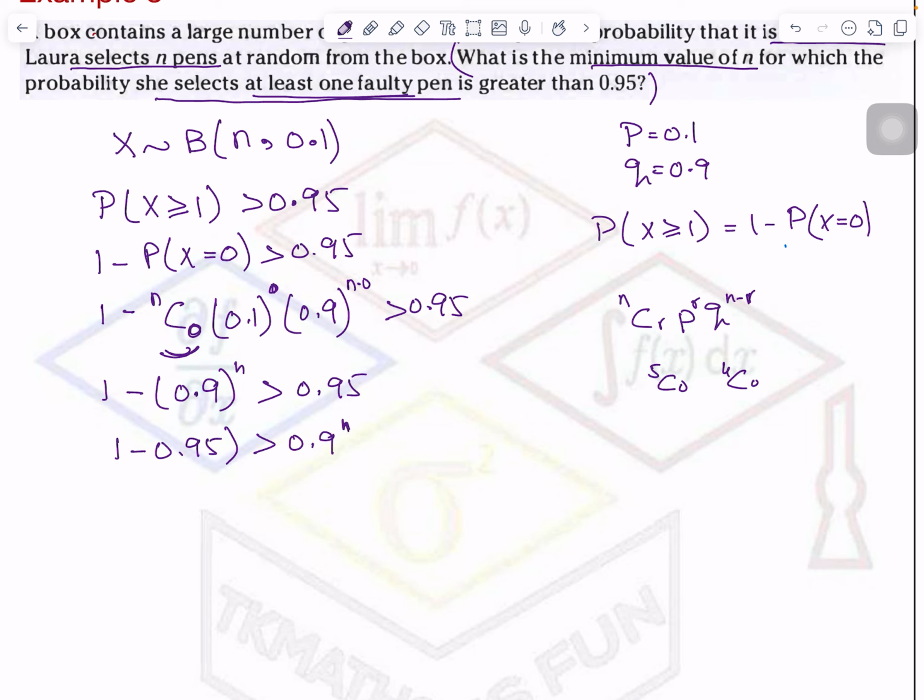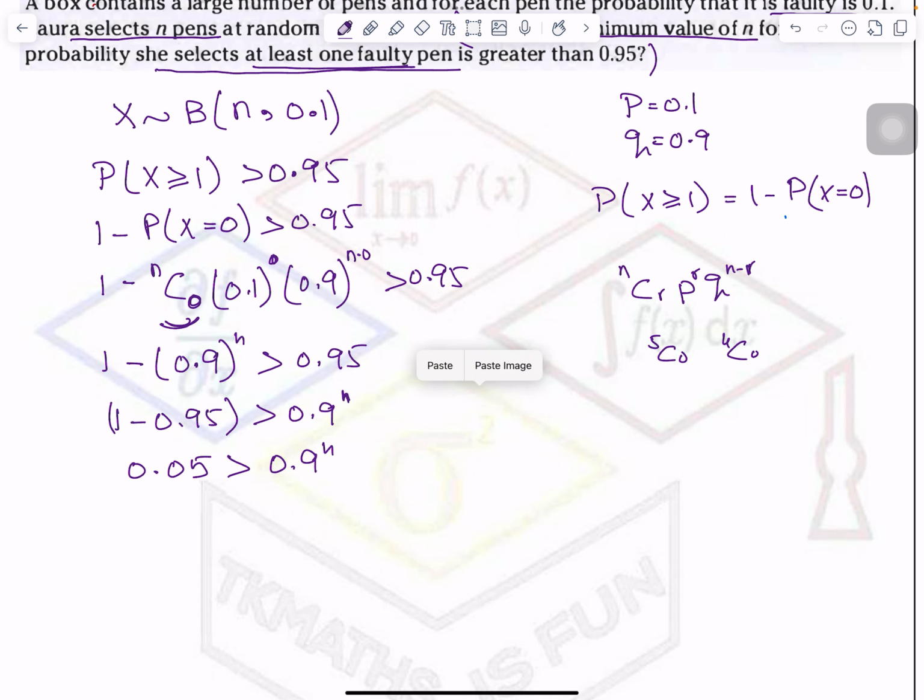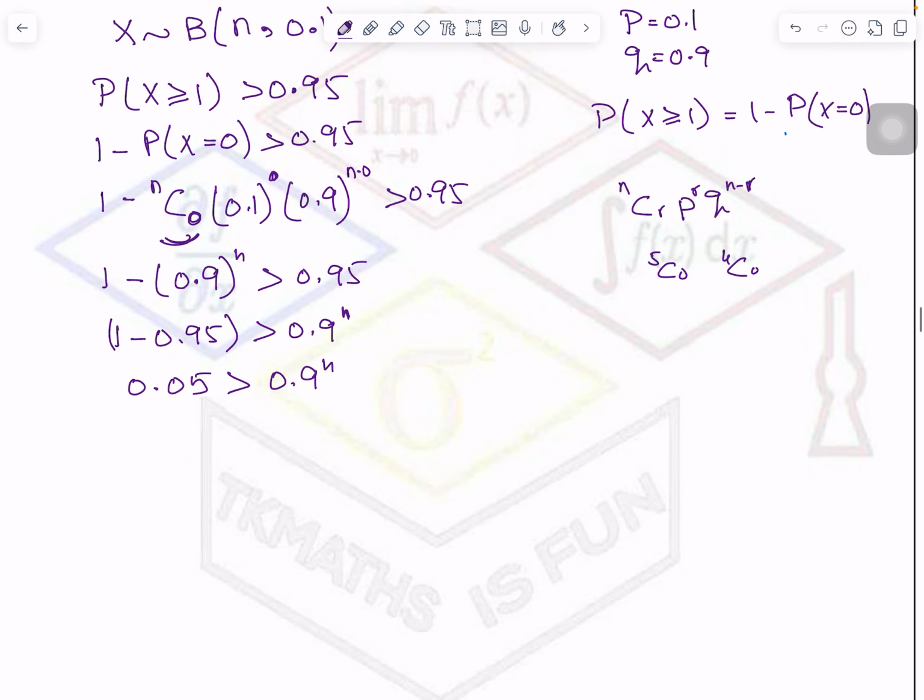I will take log on both sides. Let me simplify one more step here. By the way, at this stage, if you don't know log, you can do trial and error, but log is the way to find out the power. So if I take log on both sides, 0.05 greater than.